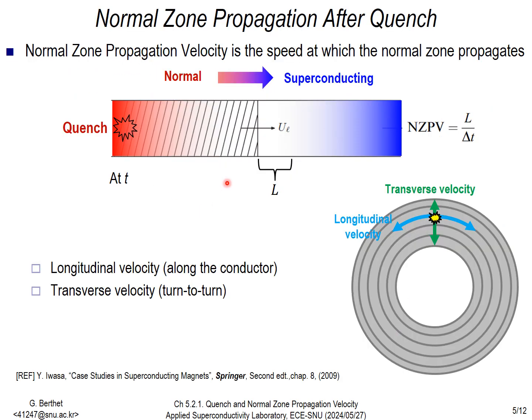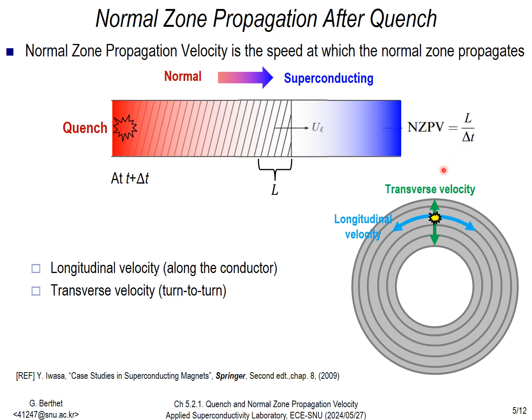An important property is the normal zone propagation velocity. After the quench occurs, the Joule heating at the normal zone will heat up the surrounding cable, eventually causing the neighboring area to become normal as well. Taking at a time t the position of the boundary between the normal region and the superconducting region and taking it after a small time delta t, we define the NZPV as the position difference L divided by the amount of time we waited, delta t.